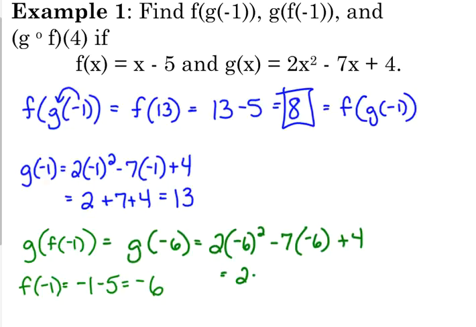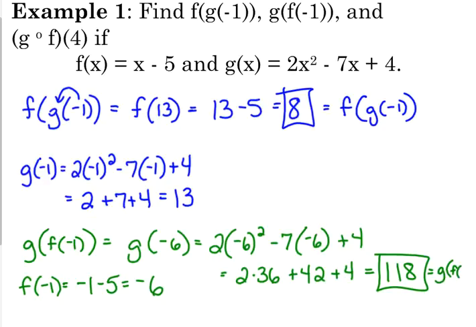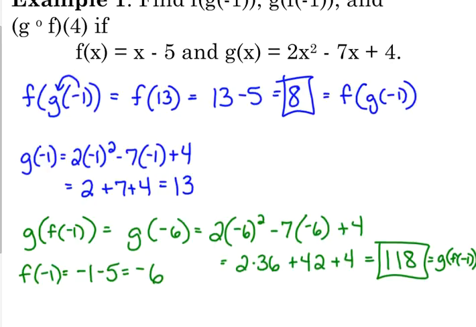So that's 2 times 36 plus 42 plus 4. So that's 72 plus 42, which is 114, plus 4 is 118. So two very, very different answers for notation that initially looks very similar. f of g of negative 1 and g of f of negative 1. The order does matter. The order matters big time.